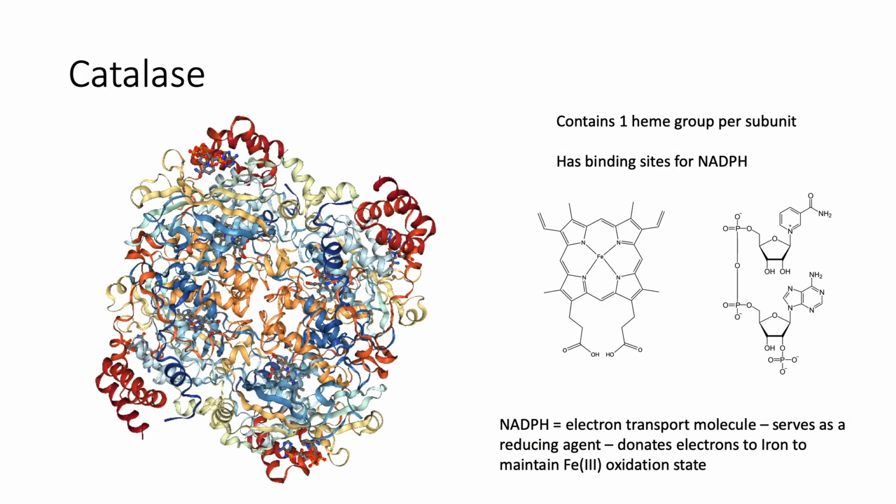It is pretty important that the iron center maintains its iron 3 oxidation state. It goes between iron 3 and iron 4 while it is active, but in order for it to start the chemistry, it needs to be iron 3. And so the NADPH can donate electrons to make sure that the iron is in its active form.